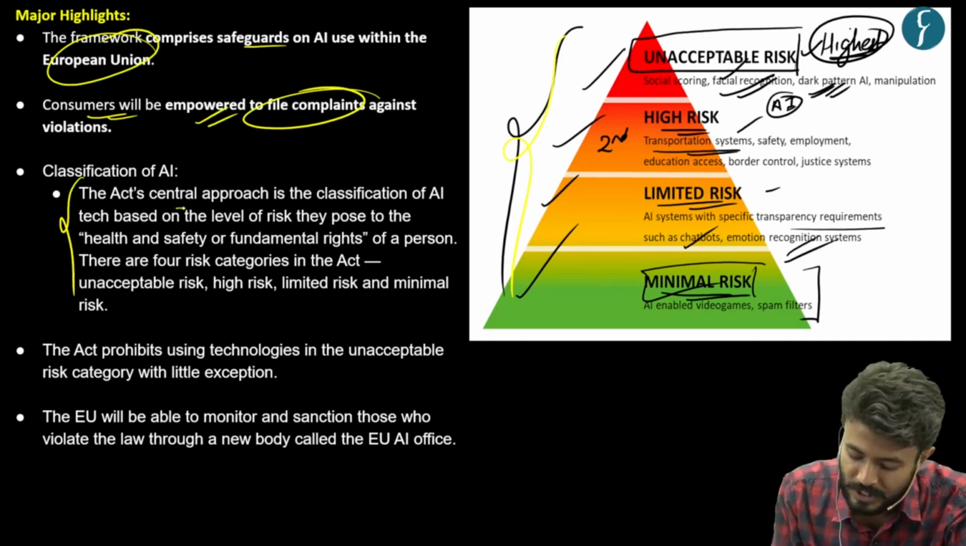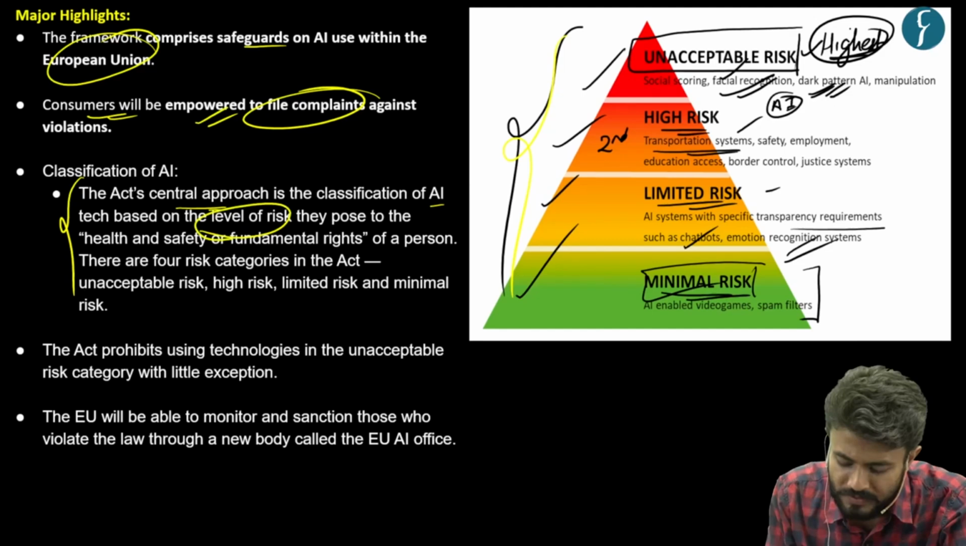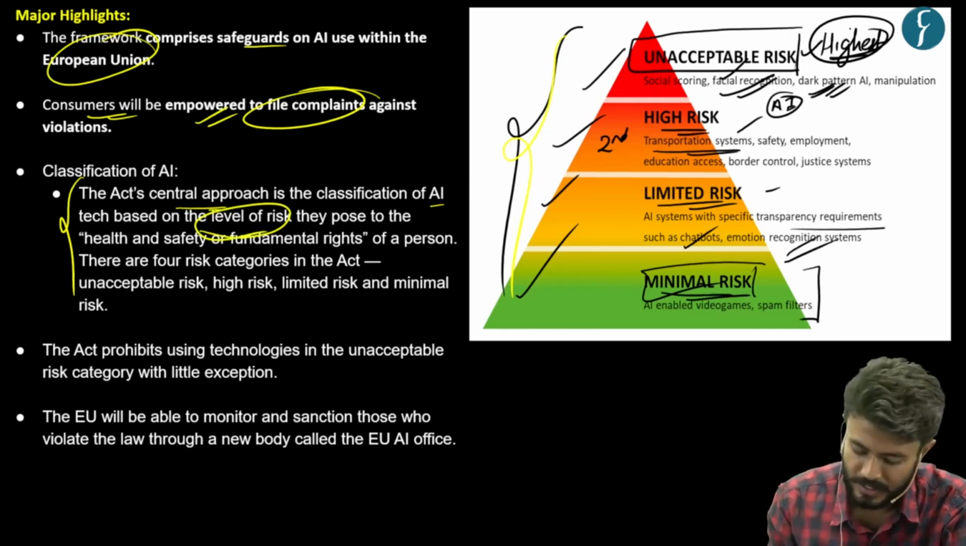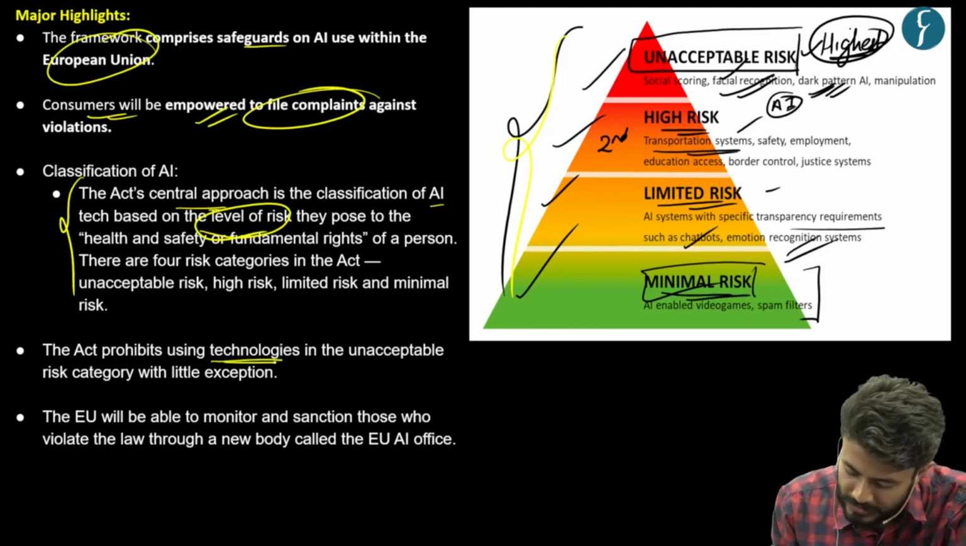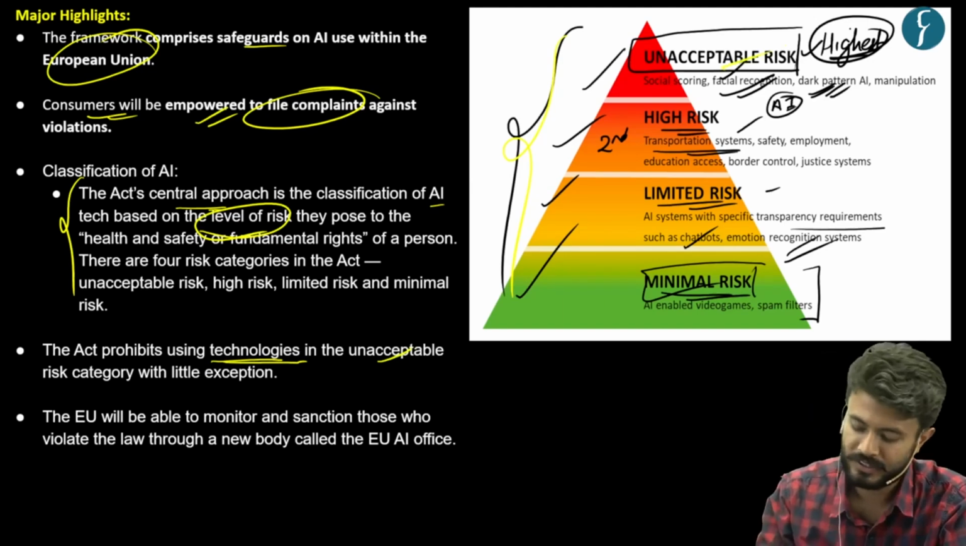The Act's central approach is the classification of AI technology based on the level of risk they pose to health, safety and fundamental rights. It prohibits the use of technologies in the unacceptable risk category with little exception. Obviously, we have discussed this.